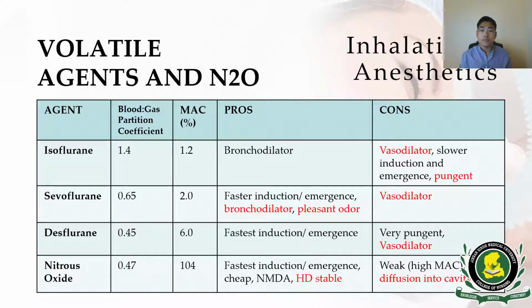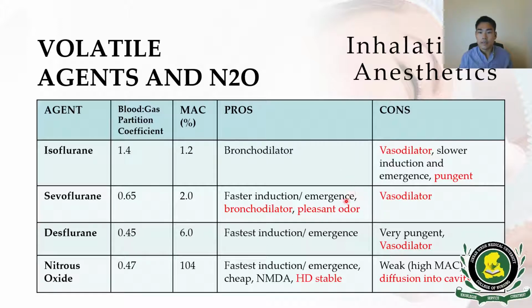All inhalational agents or volatile liquids decrease your cerebral metabolic rate and increase your cerebral blood flow. They also cause a dose-related decrease in blood pressure, some muscle relaxation, and dose-dependent depression of your ventilatory response to hypercarbia or hypoxia. Some things to note is sevoflurane is great as a bronchodilator.